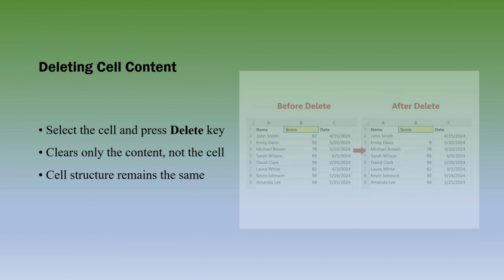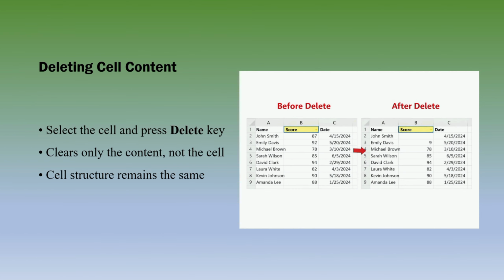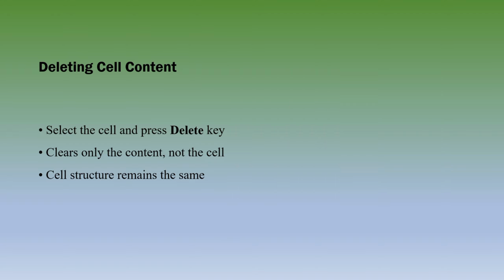To delete data from a cell, select the cell and press the delete key. This will remove only the data, not the cell itself. The cell will remain empty and can be used again.